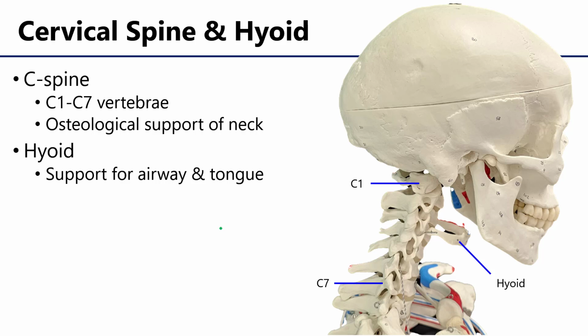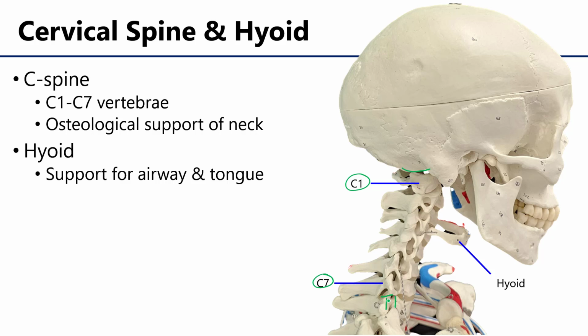Well, there are two major parts to this, the lion's share of which is the cervical spine, sometimes just called the C-spine for short. The C-spine is a series of vertebrae, so this is part of the vertebral column, that begins with C1, or the first cervical vertebrae that's articulating with the occipital bone of the skull, and goes down to the seventh cervical vertebrae, which sits atop T1, or the first thoracic vertebrae. So this is the major osteological support of the neck.